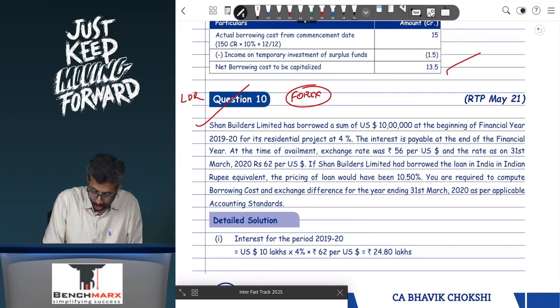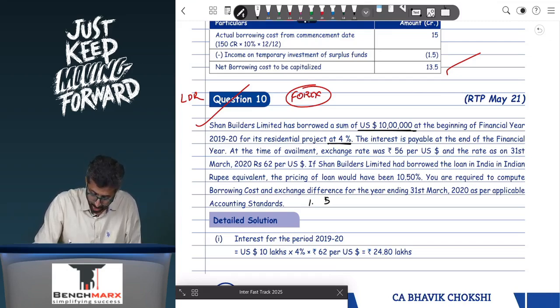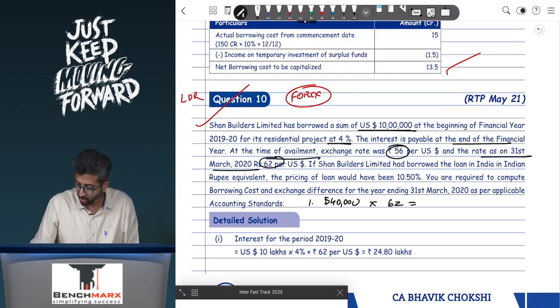Shan Builders has borrowed $10 lakh at the beginning of the financial year for its project at 4%, which means in step number 1, if you calculate your actual interest, $10 lakh into 4% will come to $40,000. Interest is payable at the end of the financial year. At the time of availment, the exchange rate was 56 and the rate on 31st March was 62, which means when I pay the interest, the rate is 62 and hence 40,000 into 62 will come to around 24.8 lakhs as my interest.